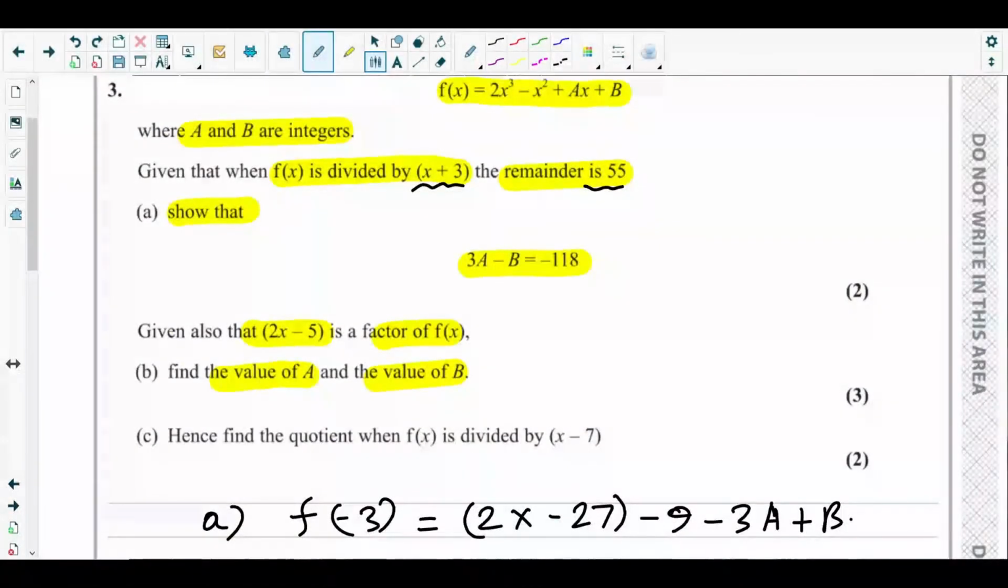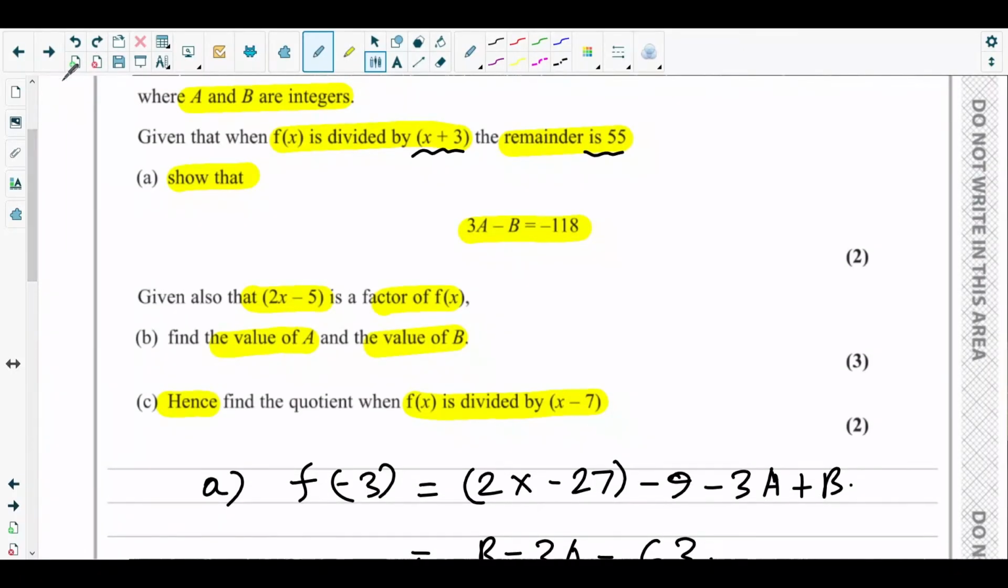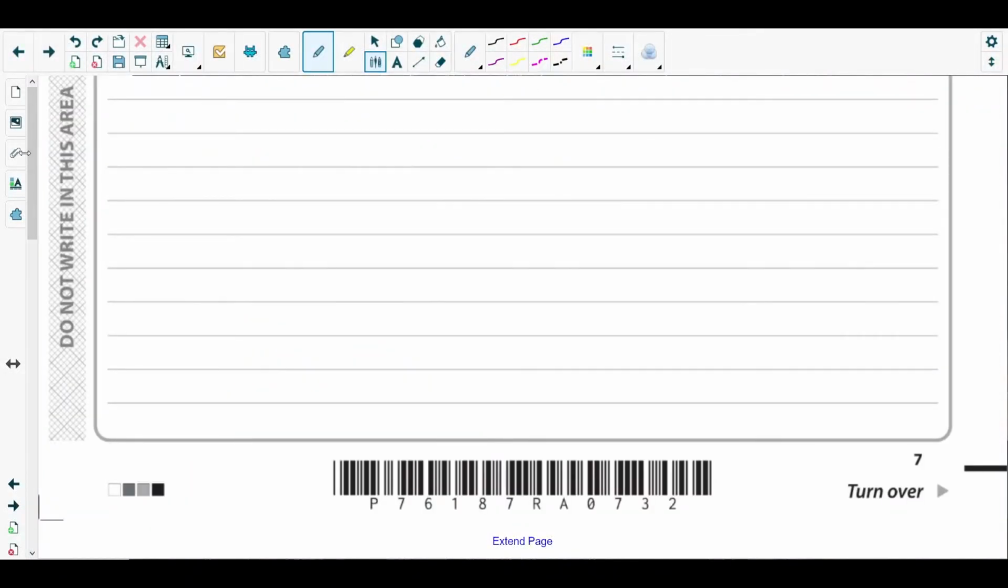Fine. Okay, next is part c. Part c is asking to find the quotient when f of x is divided by x minus 7, and it said hence, that means we need to use the answer of the previous part, which is part b. Okay, so we need to find out the quotient. So definitely, to find the quotient, we need to divide f of x by x minus 7. That means we have to use the algebraic long division method.